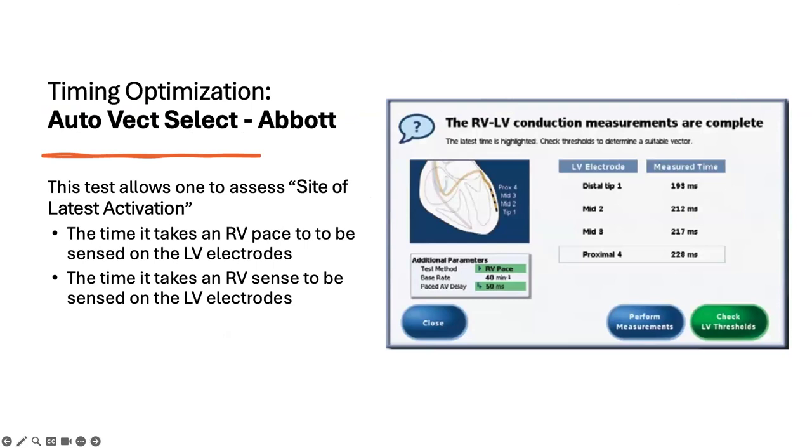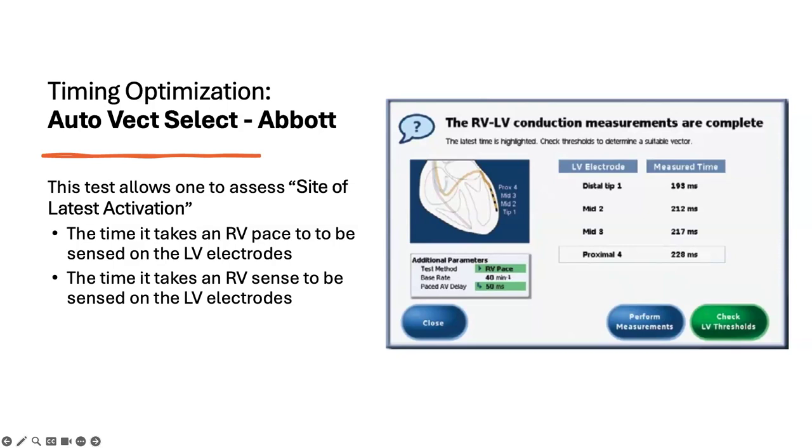In the field, in your clinics, you may be very, very busy, and that's never a good excuse, but sometimes that's just how it is. So there are other options within the devices themselves to assess the site of latest activation or the site of greatest electrical dysfunction in the heart.